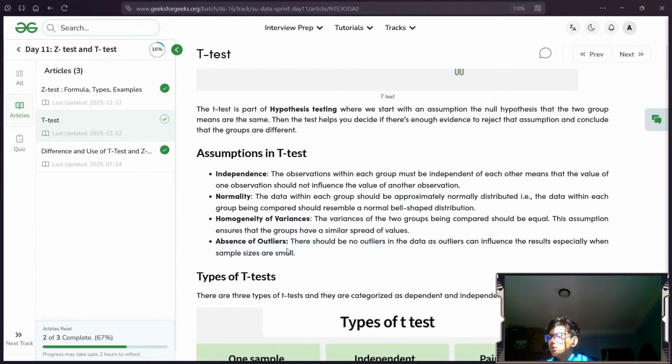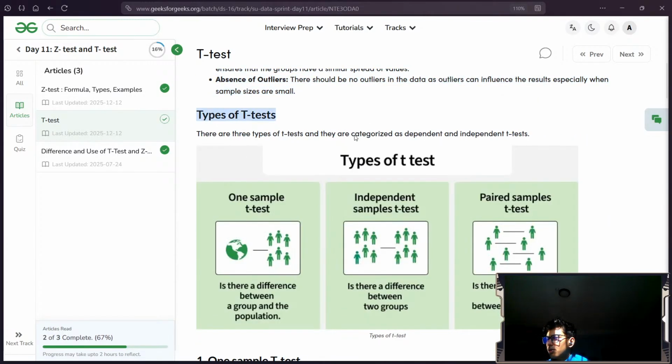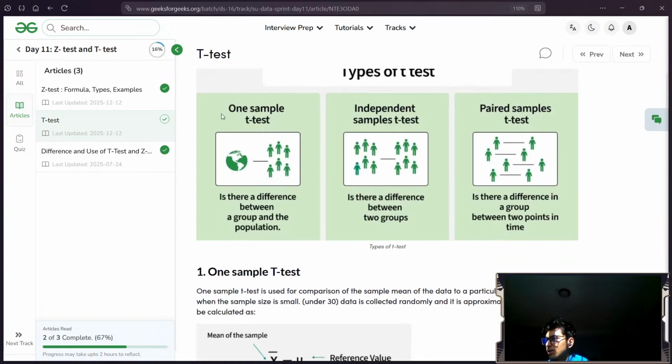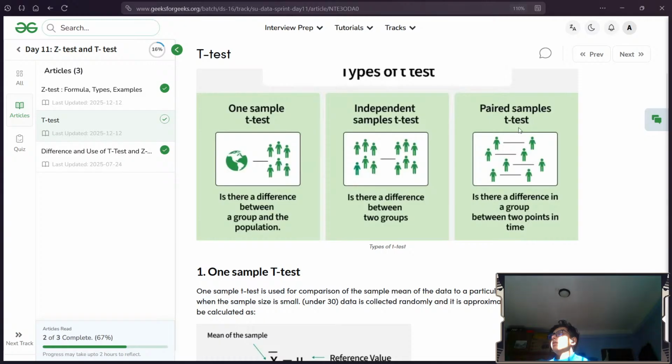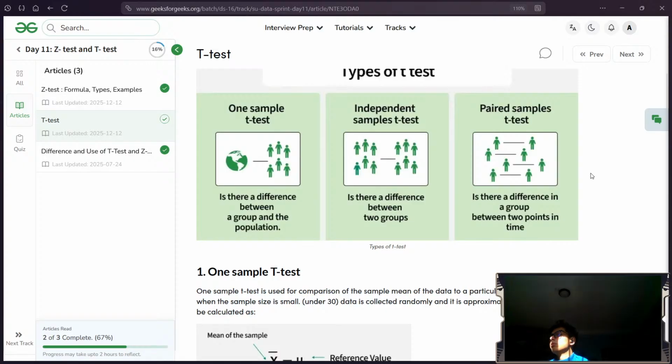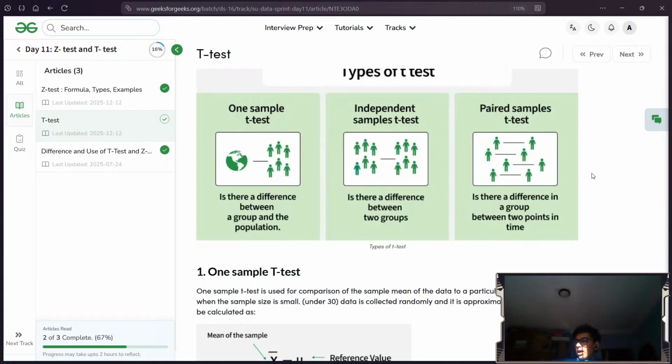Yeah, likely, surely. Types of t-tests. There are three types of t-tests, categorized as dependent and independent t-tests. One sample t-test: is there a difference between a group and a population? Independent sample t-test: is there a difference between two groups? Paired samples t-test: is there a difference in a group between two points in time? Okay. One sample, paired samples, and independent sample t-test. Two groups and two points. Okay.